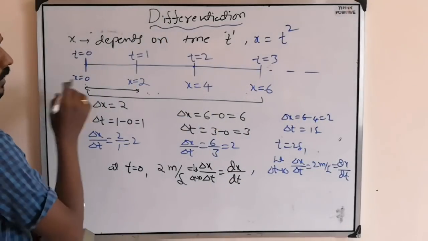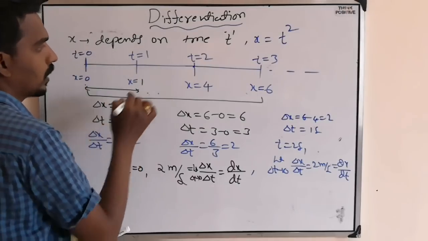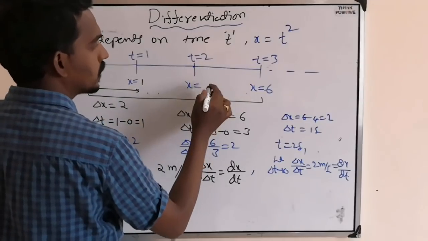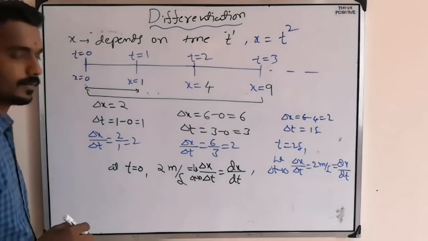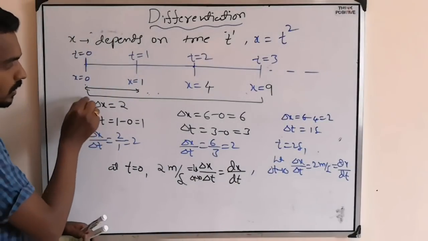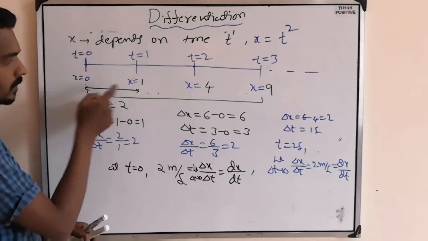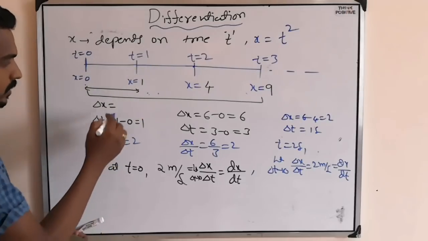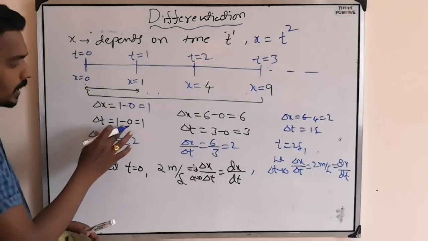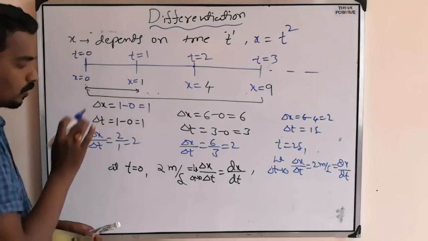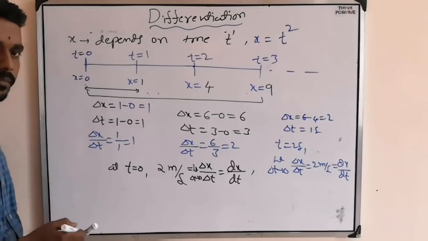Now instead of 2t, let me take t square. Now t equal to 0, x is 0. T equal to 1, x is 1. T equal to 2, x is now 4. T equal to 3, now x is 9. Now first, from 0 to 1 second, delta x is 1 minus 0, how much? 1. Now delta t also 1 minus 0, 1. Then this will become 1 by 1, 1.